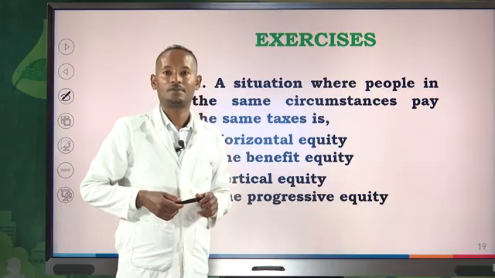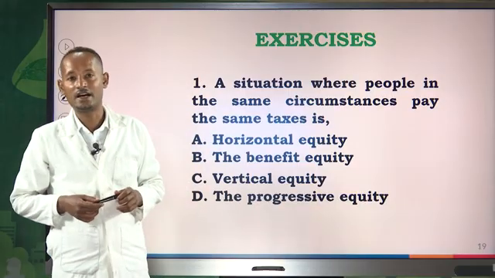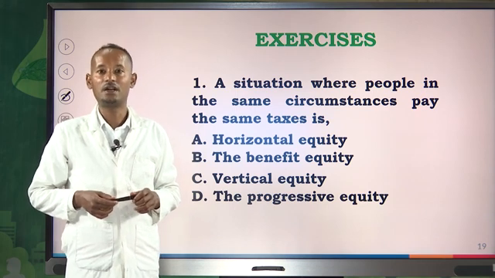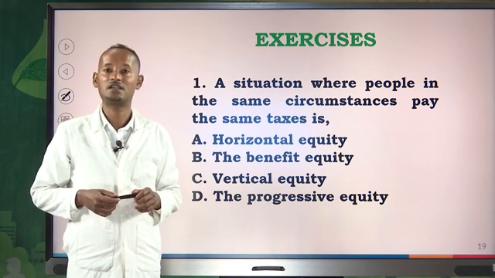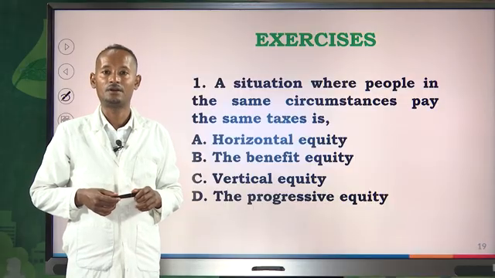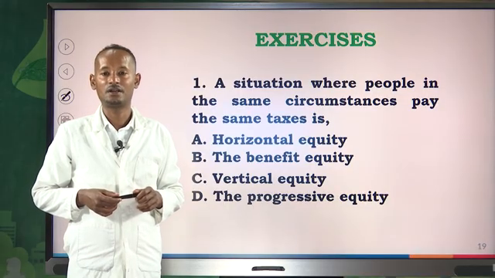Students, let me give you exercises. The first question: a situation where people in the same circumstances pay the same taxes is A, horizontal equity, B, the benefit equity, C, the vertical equity, D, the progressive equity.